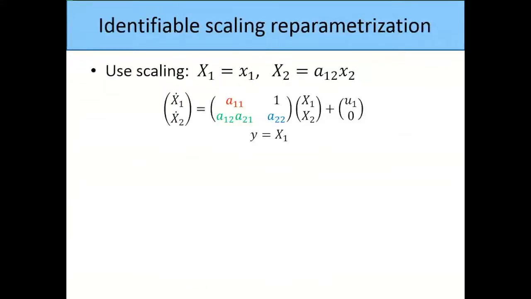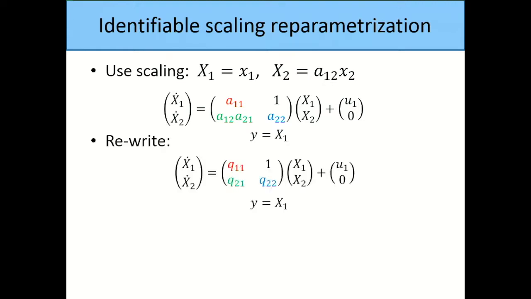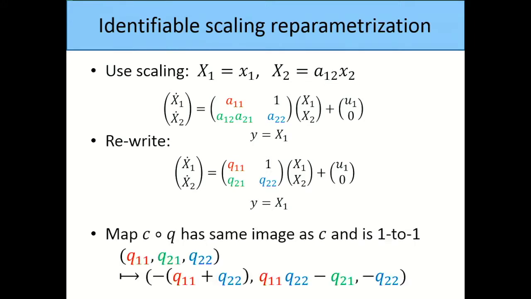Okay, so going back to our two-compartment model, I claim one scaling that works is to scale x2 by a12, and we'll leave x1 alone. So notice when we do that, in this new system here, it's purely in terms of our identifiable functions. So it's in terms of these identifiable cycles. So if we wanted to, we could just rename those as our new parameters. Let's just call them qij. So now our new coefficient map C of q has the same image as our old coefficient map C, but now this is a one-to-one map. So this is an identifiable reparametrization.